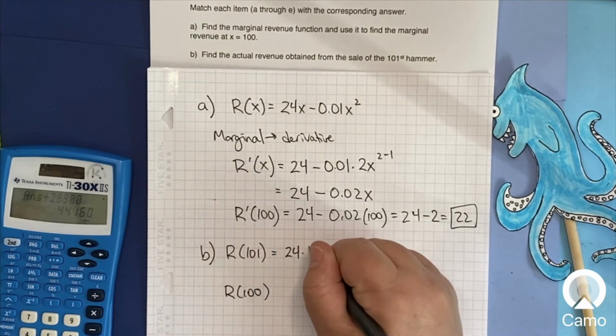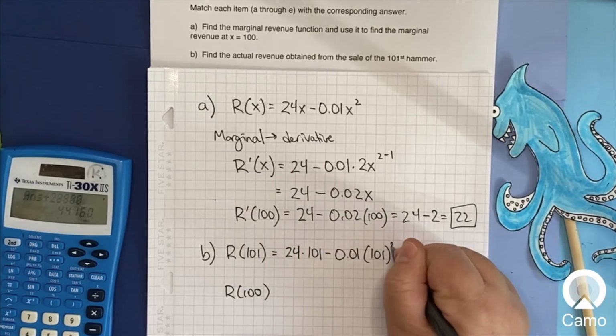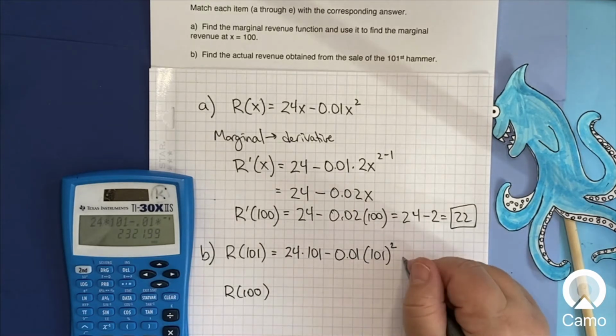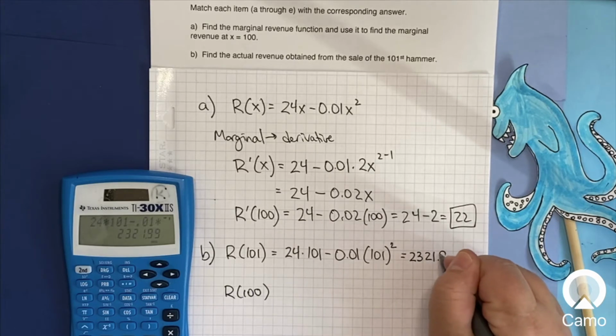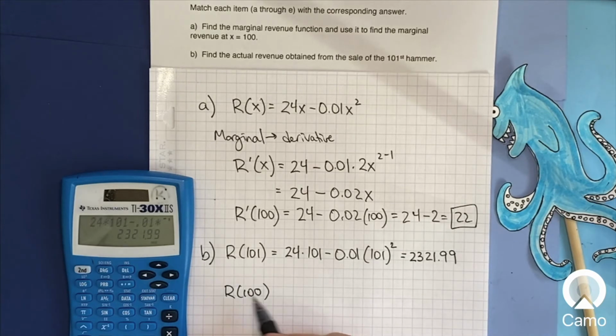So this will be 24 times 101 minus 0.01 times 101 squared. Okay. Isn't it cool the calculator can just handle that? And I get 2321.99. Okay. And then let's figure out what R of 100 is.